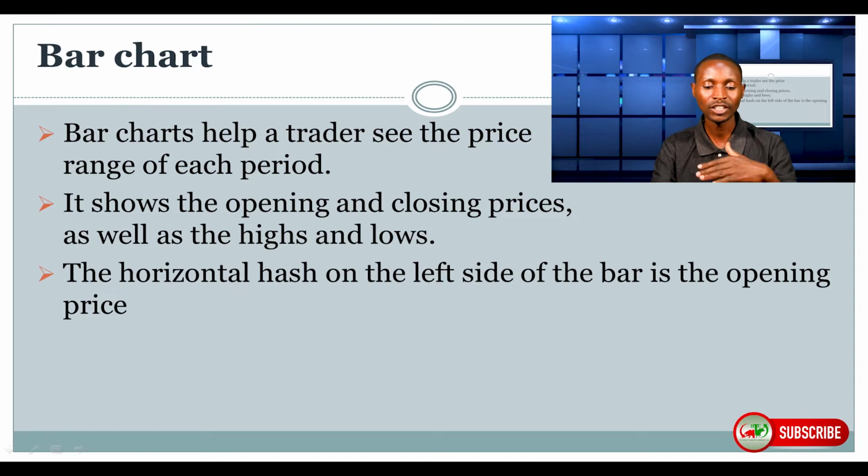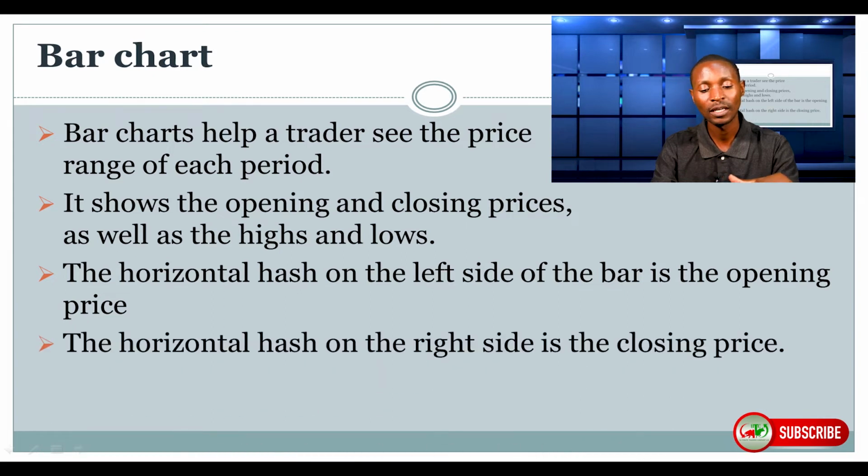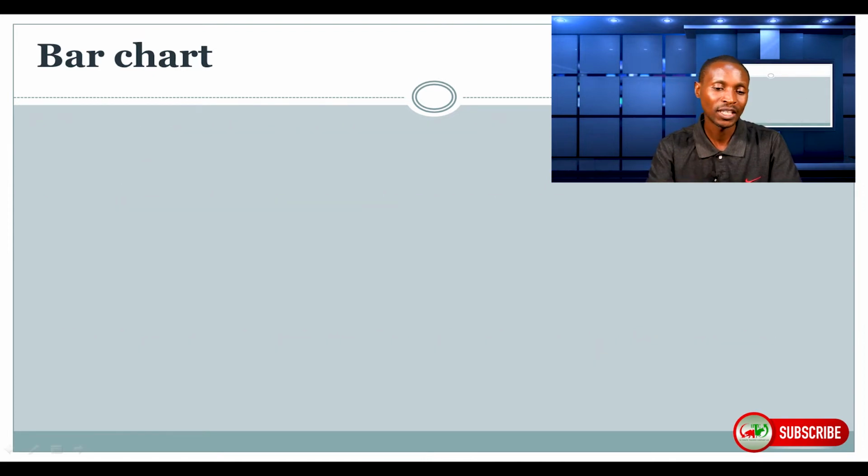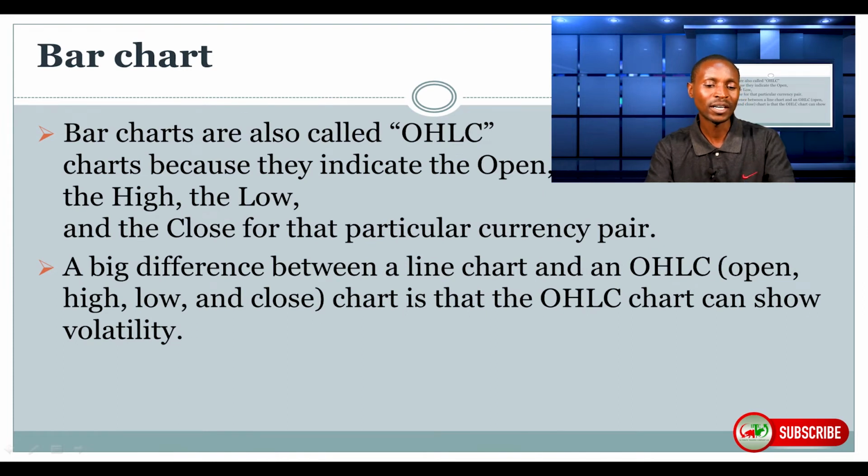The horizontal hash on the left of the bar shows the opening price of the market in a particular period, and the horizontal hash on the right side is the closing price. The vertical height of the bar reflects the range between the high and the low price in a particular period. Bar charts are also called OHLC charts because they indicate the open, high, low and close of the price of any asset in a particular period.